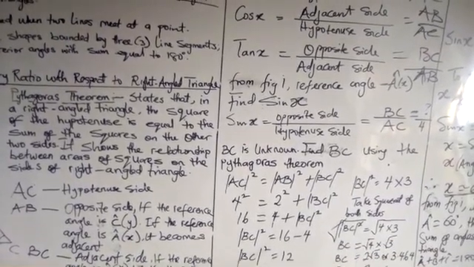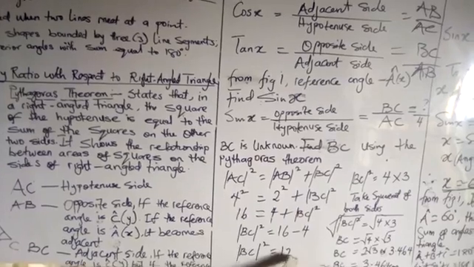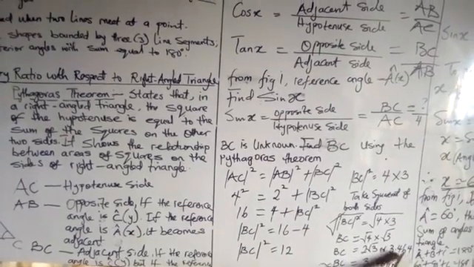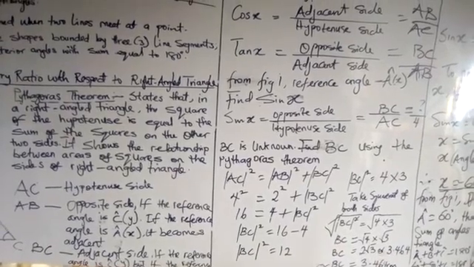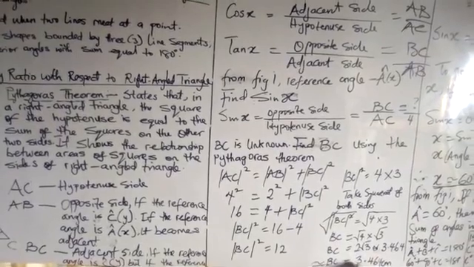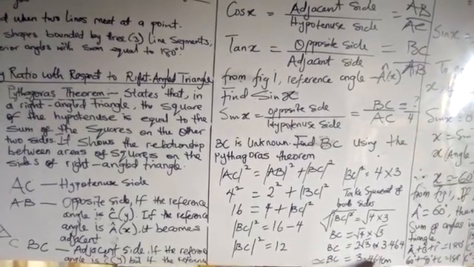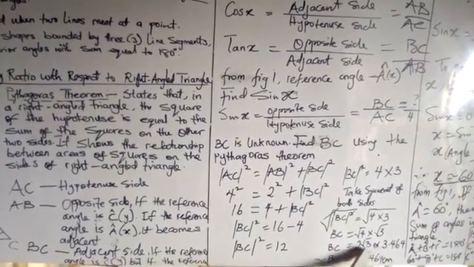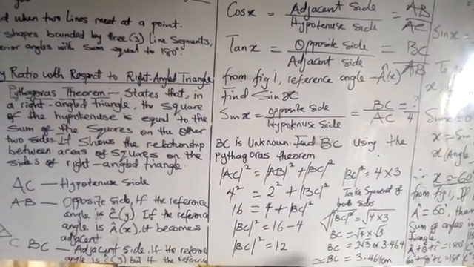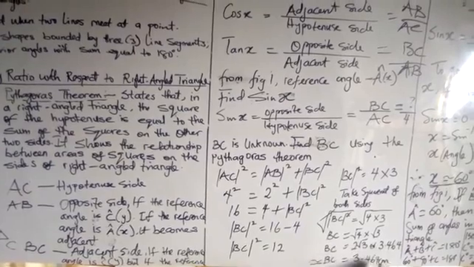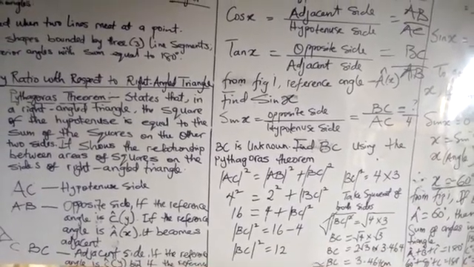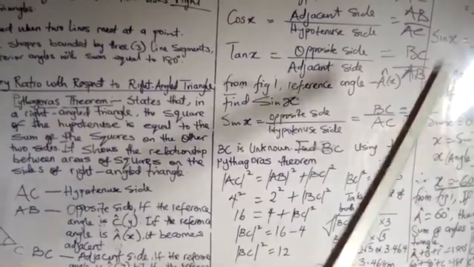Or you solve directly, you just take the square root of 12, and you have 3.464. So conclusively, BC, this side, will be what? Value is what? 3.464. So it could be this, depending on the question given to you. They may ask you to leave your answer in short form, or they may not ask you. So if they don't ask you, you can leave your answer in decimal.